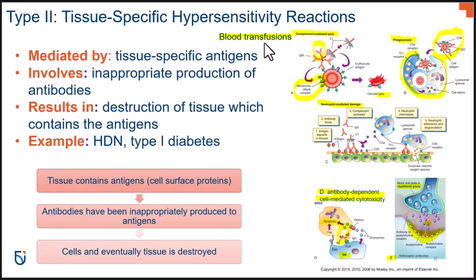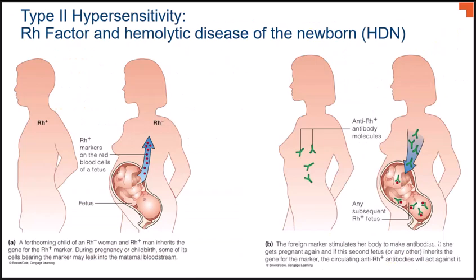This type of tissue-specific hypersensitivity is seen in the development of type 1 diabetes, but it's also seen with a condition called hemolytic disease of the newborn, and we're going to look at that in a bit of detail on this slide. So hemolytic disease of the newborn is also called erythroblastosis fetalis, and it has to do with Rh factor, which you might recall is present on some people's red blood cells. If somebody has positive blood, then they have the Rh antigen. If somebody has negative blood, then they just do not possess that antigen.